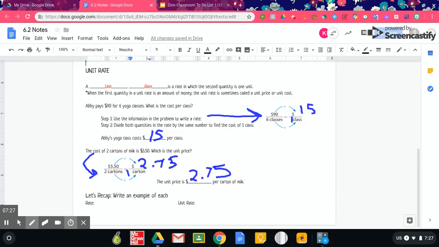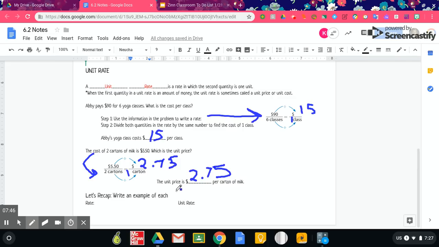Let's recap. So we're going to write an example for each. A lot of times if you're driving down the road, if you pay attention to road signs, you'll always see the speed limit, and the speed limit is technically a unit rate because it's telling you that you can go 60 miles per 1 hour or 75 miles per hour. You probably just didn't know that. So I'm going to use that example.